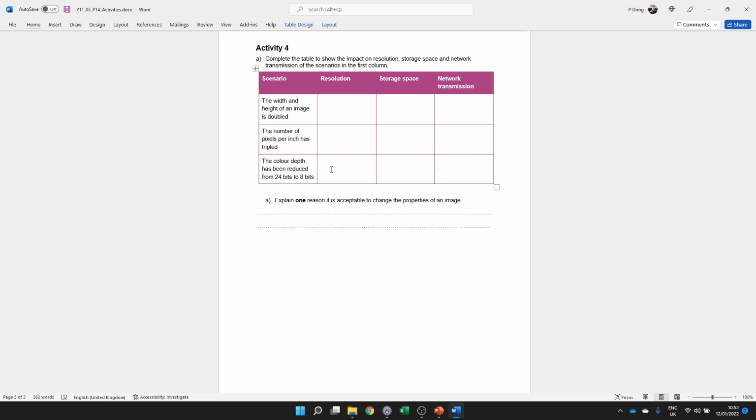If we're reducing the storage space required per the image, we're increasing the network transmission speed, decreasing the network transmission time. So if it's going faster, it takes less time. Agreed?